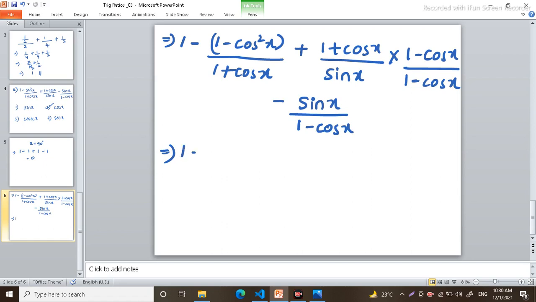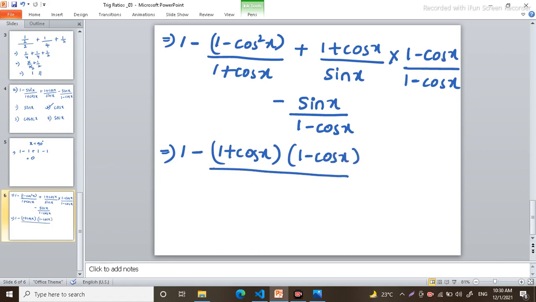Next, what I'll write down, 1 minus cos square x. See, it is in the form of a square minus b square, so I'll write down 1 plus cos x into 1 minus cos x divided by 1 plus cos x, plus, see, this is a plus b into a minus b. It will be 1 square minus cos square x. 1 minus cos square x is nothing but sin square x. I am writing this step directly. If you want, you can add one more step.